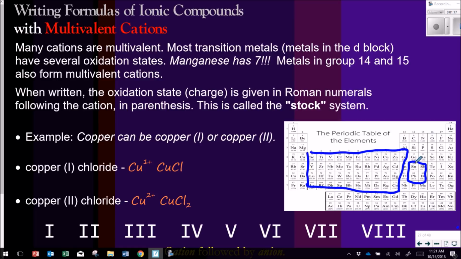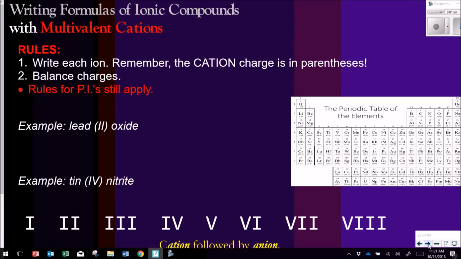By this time in your high school adventure, you should know Roman numerals, and if not, make sure that you do. They are all written here for you from 1 to 8. All the rules that we used previously for ionic compounds still apply. We will just add a few steps. How do we write formulas for ionic compounds with multivalent cations?